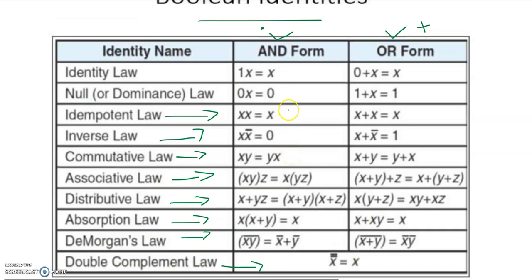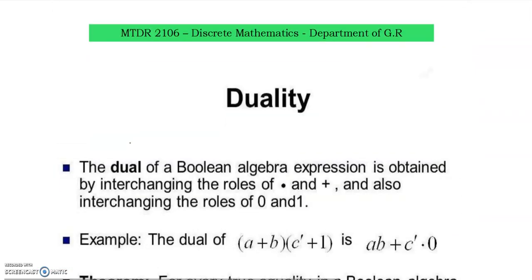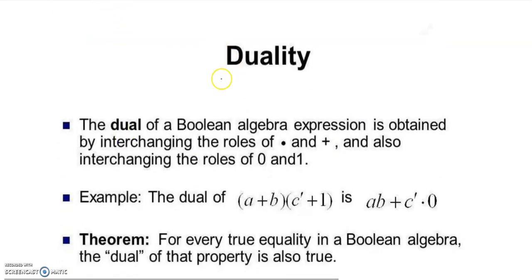All these laws are true. Suppose if you want to check, you can check through a truth table. That's what we are going to see further: how to prove through truth table, how to prove using the Boolean identities, how to find all possible values of the Boolean function, or how to simplify the given Boolean function. We are going to see one by one, by using these laws.